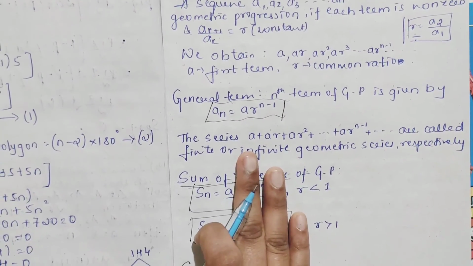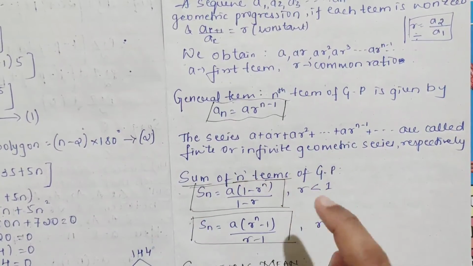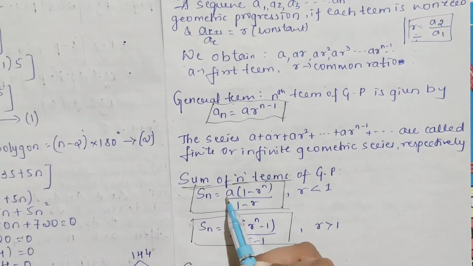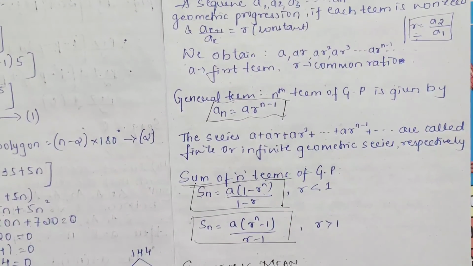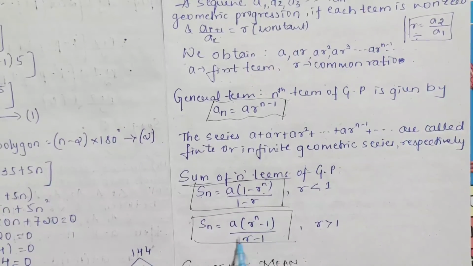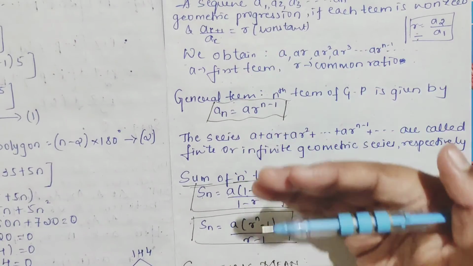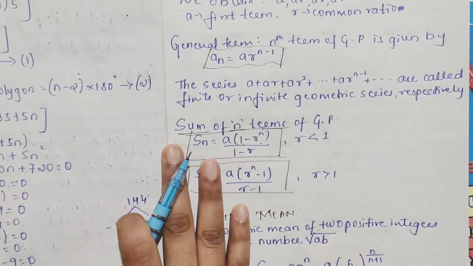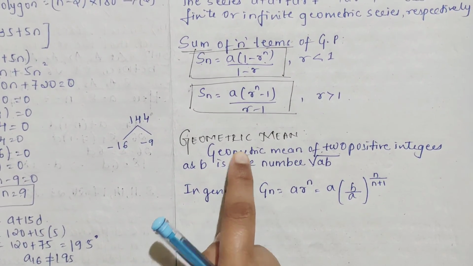The sum, how is it given? Even for GP also a sum will be there, right? Sum of n terms. Here you will be having two parts based on your r. Sn is equal to a times 1 minus r raised to n divided by 1 minus r if r is less than 1. And Sn is equal to a times r raised to n minus 1 by r minus 1 if r is greater than 1. This is everything you have studied. So, just a little bit in gist I am explaining to you. I am not going into detail. Geometric mean, how is it given?